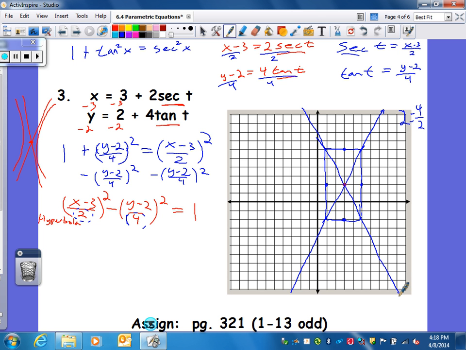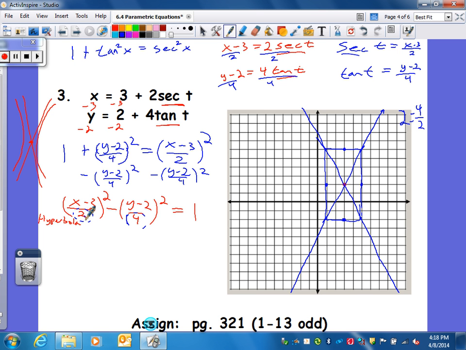A lot of you are like, oh man, this is getting pretty crazy. All that's from the up 4 over 2. Look over here, you're rising 4 and you're running 2. That's how you find your asymptote.